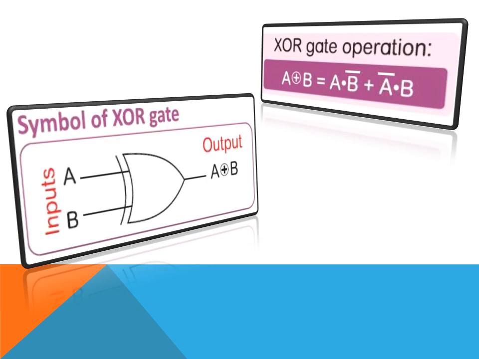The XOR gate operation can be written like this: A encircled plus B is equal to A dot B bar plus A bar dot B. If A and B are the inputs, then the output can be found by A dot B bar plus A bar dot B.